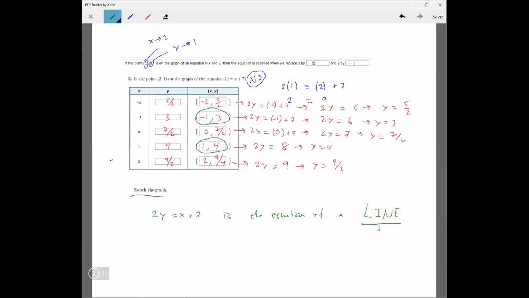Okay, so I'm going to switch over to Webassign really quick to show you how to do it over there, and we'll come back to here. But focus on these 2 points here, -1, 3 and 1, 4, because it requires 2 points to determine the equation of a line. Okay, so I'm going to switch over to Webassign just to show you how it's done over there.